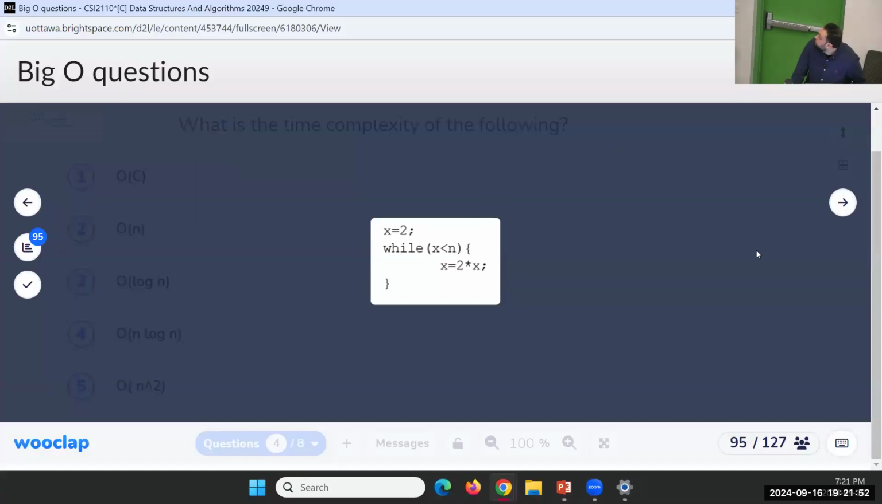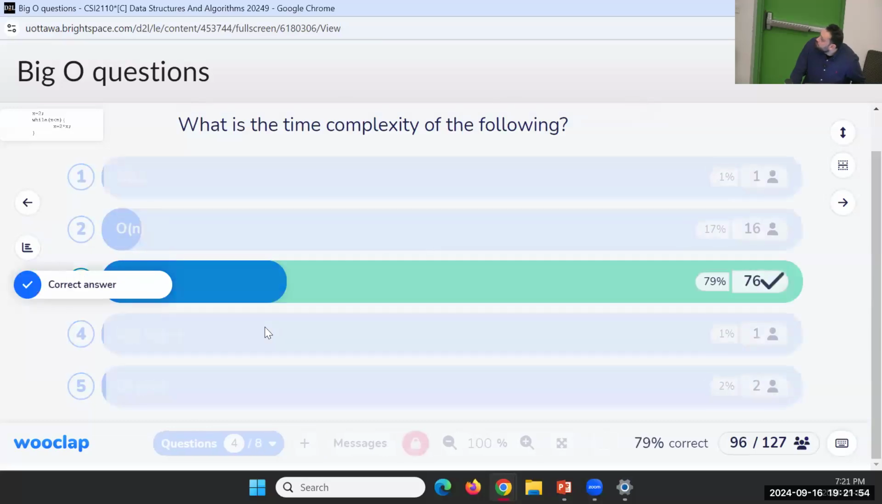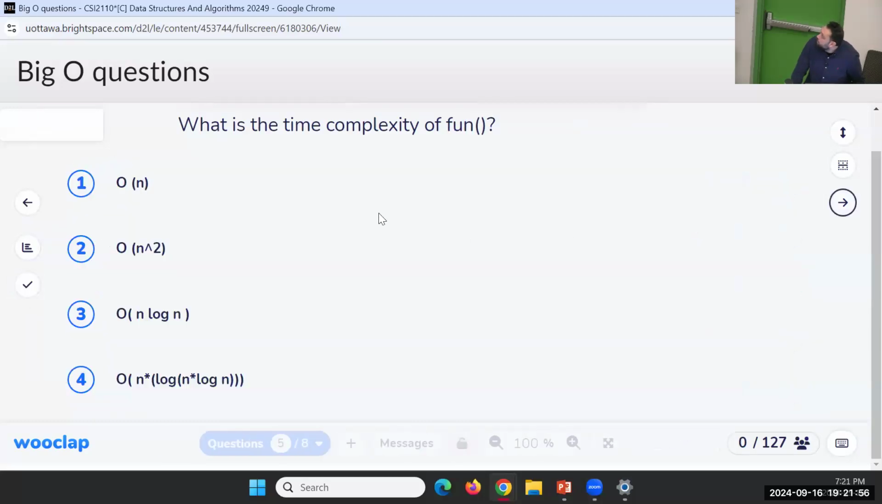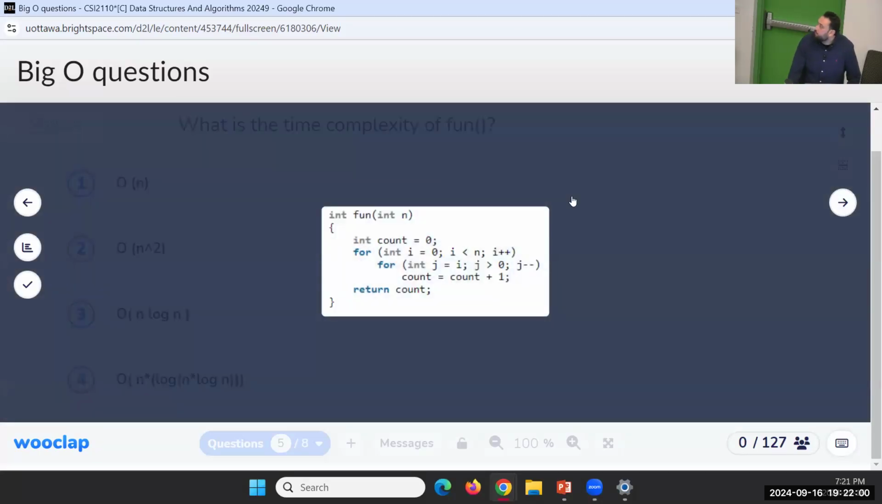Okay. So this is going to be log n. Now, what is the time complexity of fun? First, what is the definition of fun? Is this today's tutorial, right? Okay. So what is the time complexity? It's a function. What is the time complexity of this one?